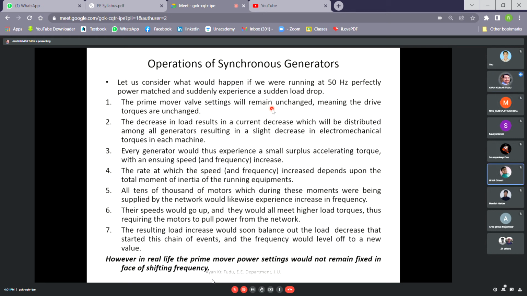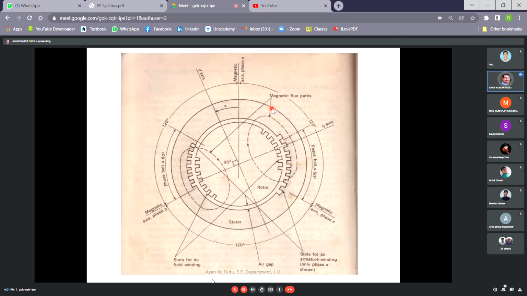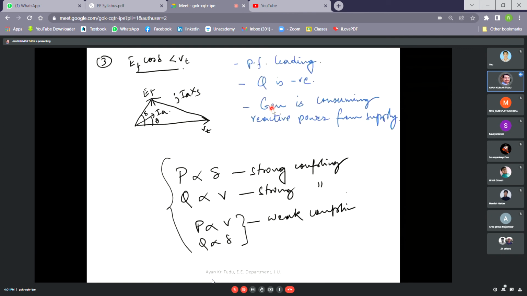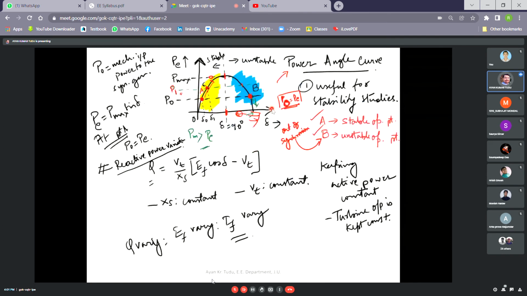Yes, sir. So next we're talking about the reactive power variation. When we're talking about the reactive power variation, this is the equation that we'll be using: Q equal to Vt by Xs into (EF cos delta minus Vt). Again, we have assumed the same thing: in reactive power variation we have assumed that the active power is kept constant. Active power constant means the turbine output is kept constant. So here also the equation we have is Q equal to Vt by Xs (EF cos delta minus Vt).